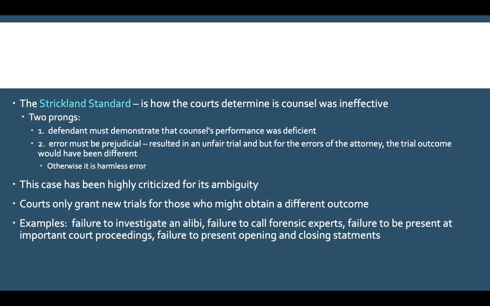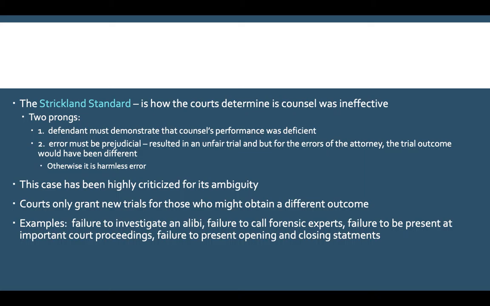The Strickland standard is how courts determine if counsel was ineffective. So first you have to prove that your counsel's performance was deficient, and then the error also has to be prejudicial. It has to result in an unfair trial: but for the errors of the attorney, the trial outcome would have been different. So this is kind of ambiguous, and courts generally only grant trials for those who might obtain a different outcome.